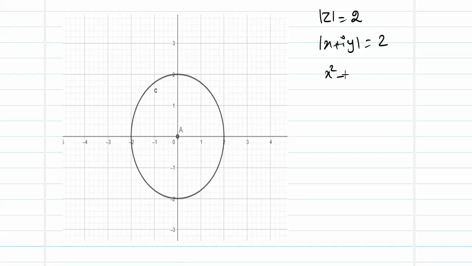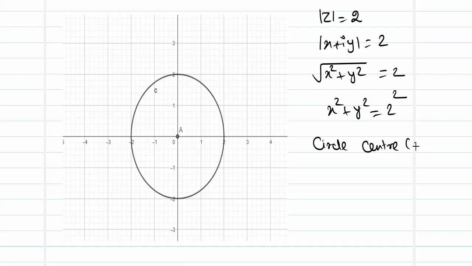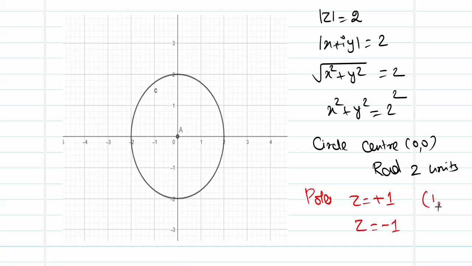So it is x square plus y square the whole square equal to 2. So I have x square plus y square is equal to 2 square. This represents a circle with center 0, 0 and radius equal to 2 units, which we have now plotted over here in the diagram. Now getting back to my poles. What are my poles? Z is equal to +1 and Z is equal to -1, which I had to be equal to 1, 0 and -1, 0.